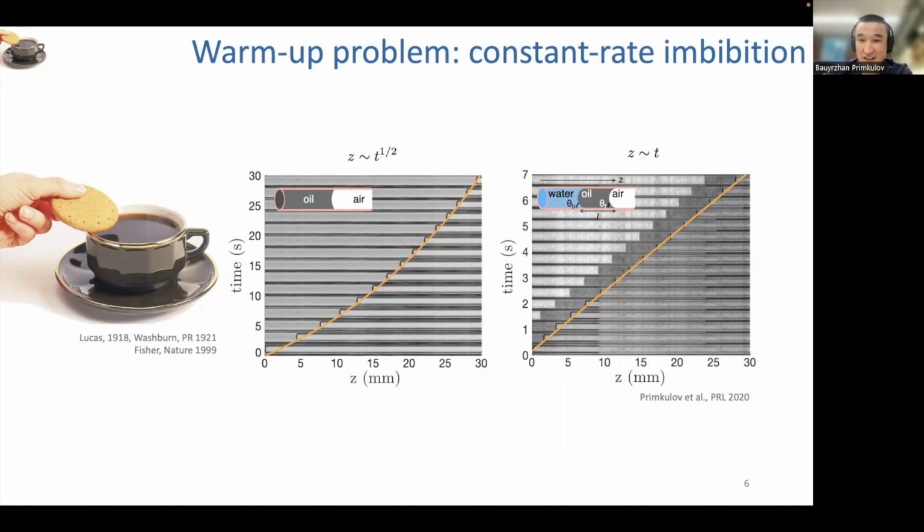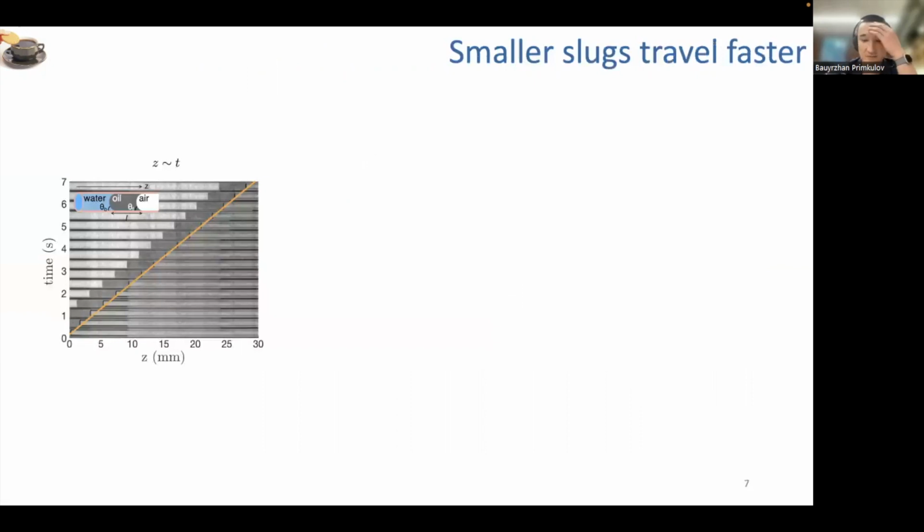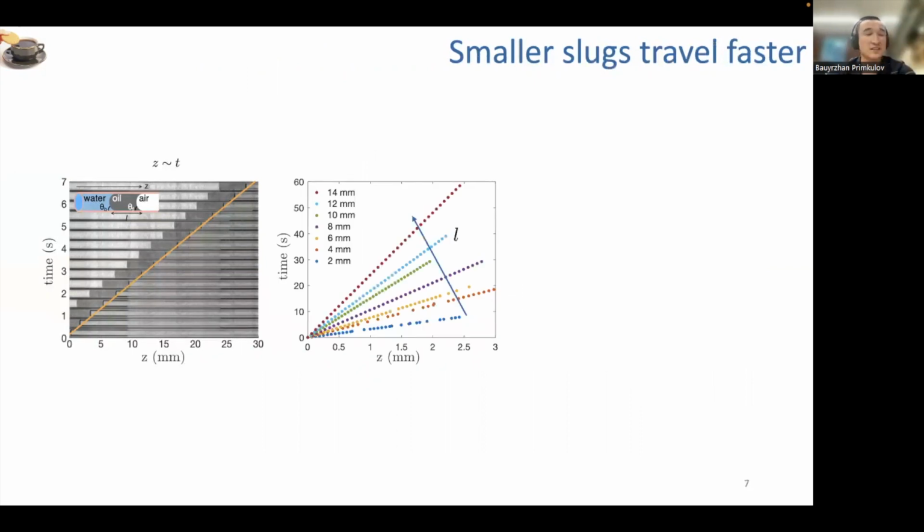Why I like this setup is that it gives you a good level of flexibility. One flexibility that you get here is that by simply changing the length of the slug, you're able to control how quickly this front propagates forward, and it propagates linearly. So the longer slugs move slower.